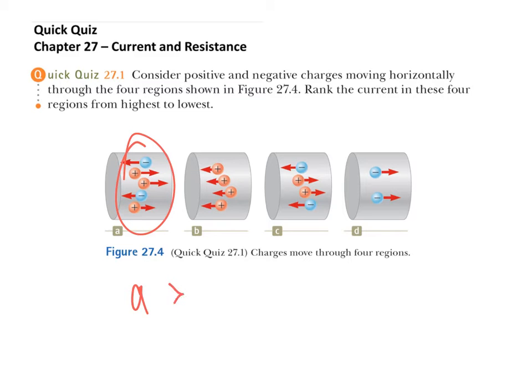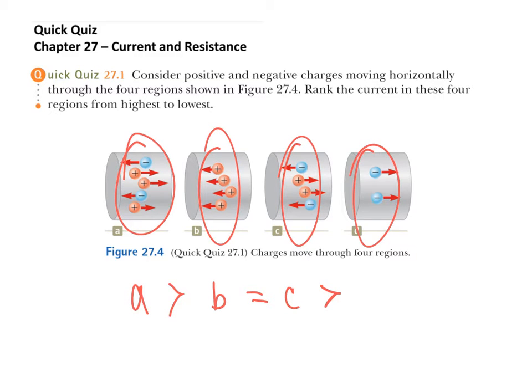the largest current. The second one has 4 charges moving, and the third one also has 4 charges moving, 2 pluses to the right, 2 negatives to the left, which is like a net of 4 to the right. So these two are going to be equal. They got the same amount of charges moving. Some are to the left and right, but some are plus and some are minus. But both of them have 4. And then the last one has 2 charges moving to the right. We'll call that the least.